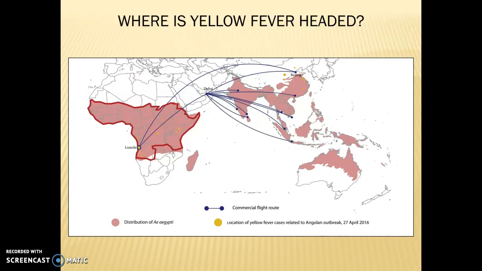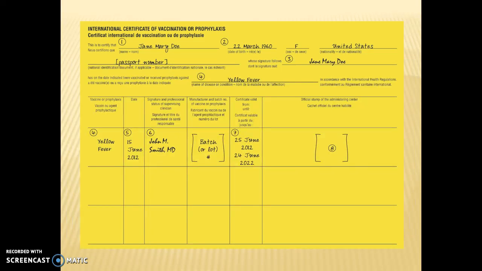What you're seeing right now is really a map of that 2016 case. You'll see in Luanda where the location of yellow fever cases were related to that outbreak in 2016. And you'll see the commercial flight routes from Luanda to parts of Asia. And the areas shaded in red are distribution of the Aegypti mosquito, where it is very possible for this disease to spread and possibly cause major public health concerns.